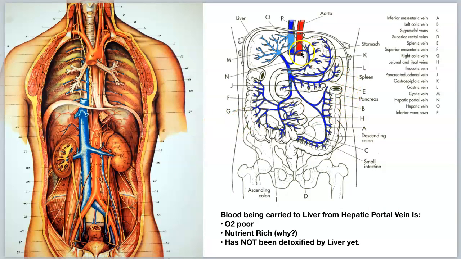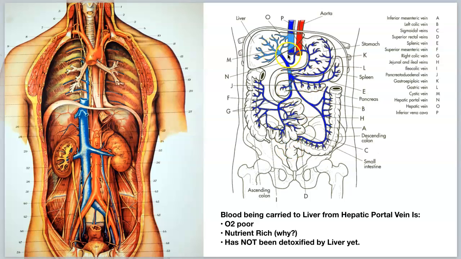So these are all the veins that are leaving these organs: the stomach, the spleen, the pancreas, the large and small intestines. So all these veins that are leaving all these organs are going to be coming together, joining to form this hepatic portal vein. And this hepatic portal vein will then be taking all the used up blood from these organs into the liver.